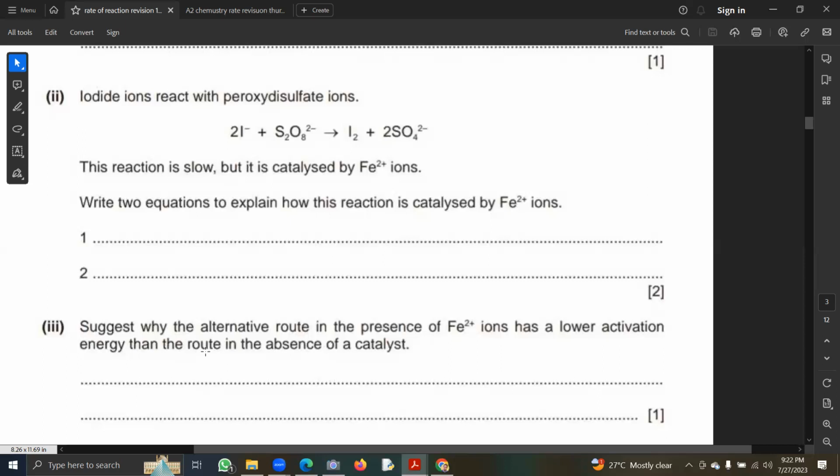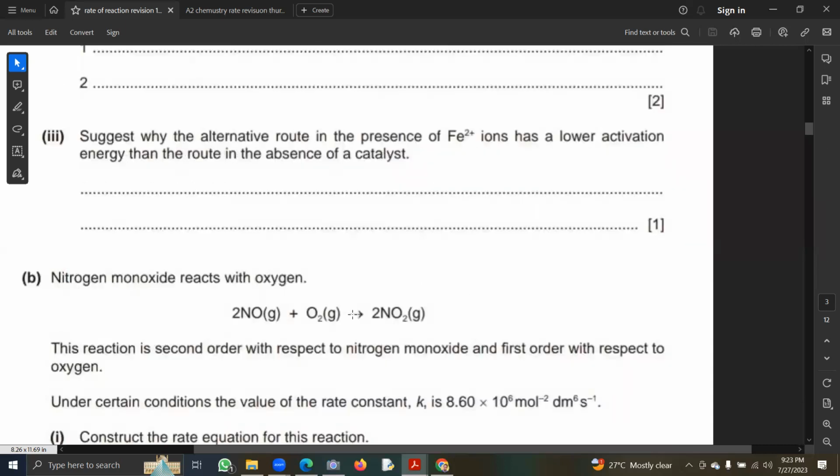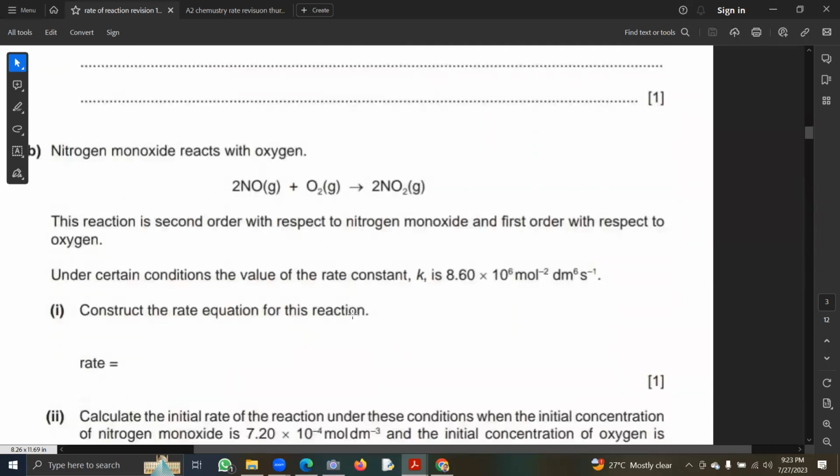This is iron 2 plus. So iron can adsorb both. Adsorb is A-D. So I wrote Fe2 plus can adsorb. Not just iron. I wrote Fe2 plus. Fe2 plus, fine. Adsorb by.